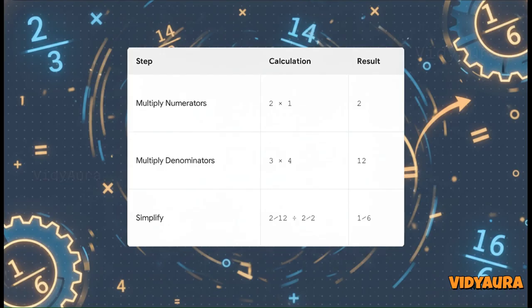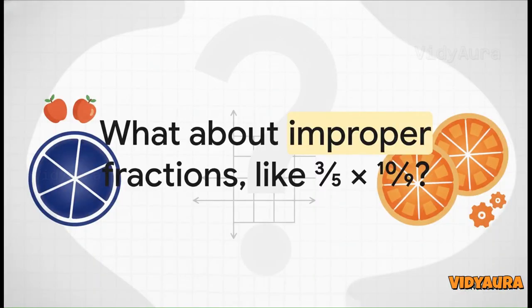But wait, don't forget step 3. We've got to simplify. We can divide both the top and bottom by 2, and that lands us on our final clean answer, 1/6. Okay, not bad for a warm-up, right? But what happens when the fractions start to look a little trickier? Let's try tackling a problem that has an improper fraction in it.